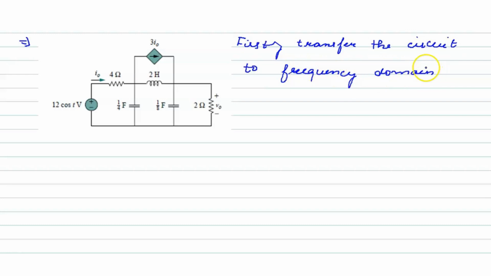If we transfer this circuit to the frequency domain, here we will write 12 cos t. This can be written as 12 into 0 degree. Omega is written as 1. And 2 Henry is written as j omega L. This can be written as j into 2.